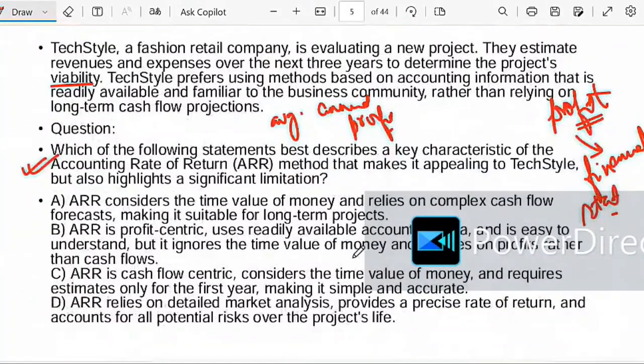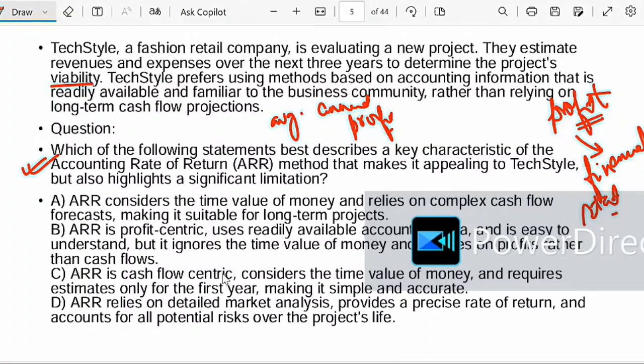Now can you tell me the answer? What are the key characteristics of ARR and what is the limitation of ARR? One question, both have been given: limitation as well as characteristics. Take Style likes the ARR method because it is simple, quick, and uses information that is already available in the company financial statement. Because in the company financial statement, profit data is available, right?